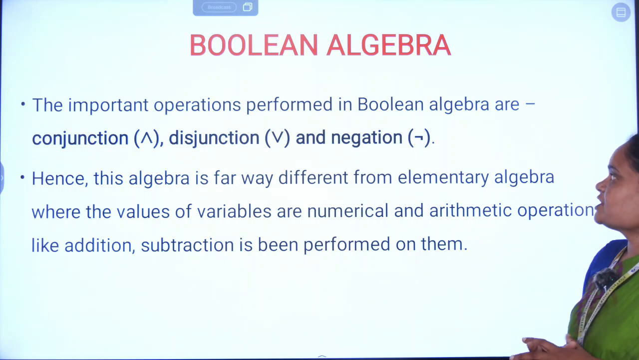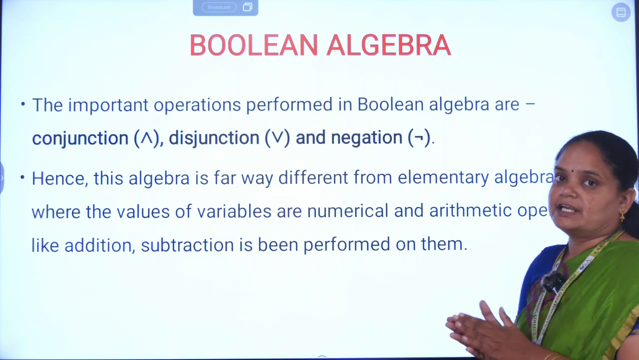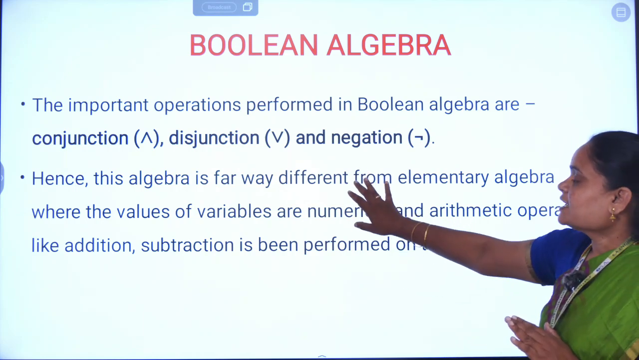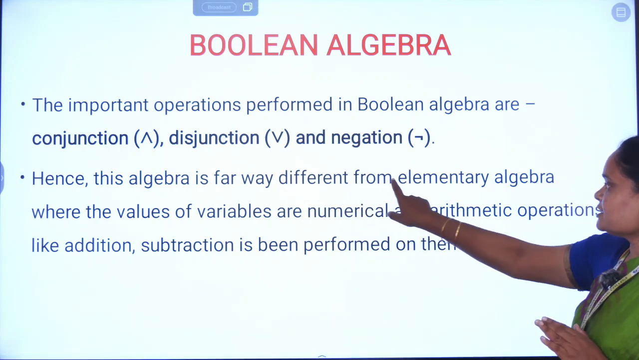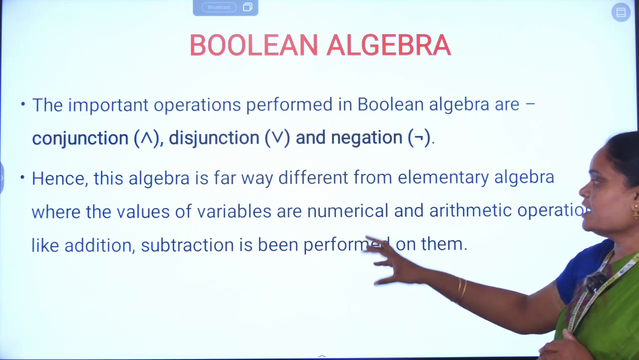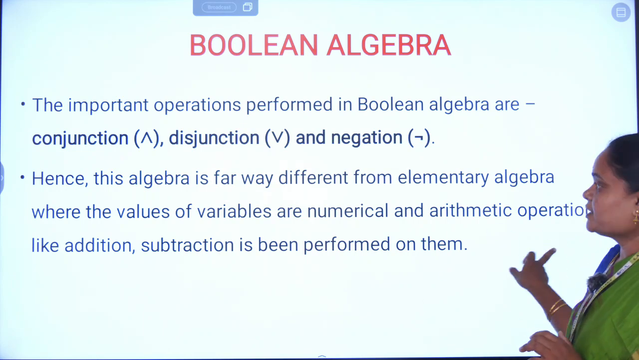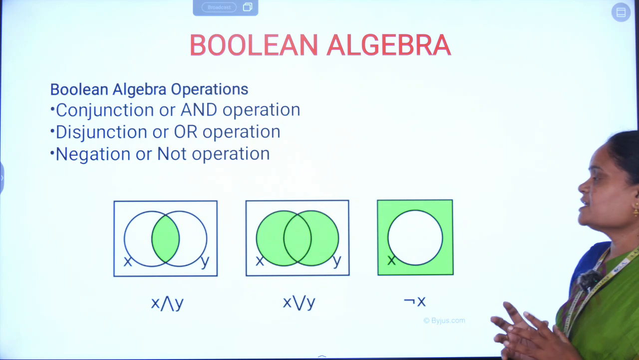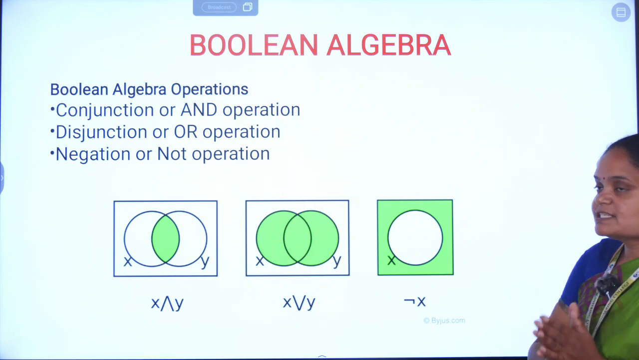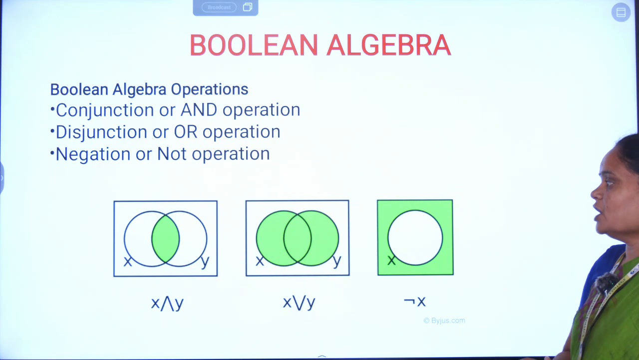The important operations performed in Boolean algebra are conjunction, disjunction and negation. Hence, this algebra is way different from elementary algebra, where the values of variables are numerical and arithmetic operations like addition and subtraction are performed on them. So first we discuss conjunction, called an AND operation. Disjunction is called an OR operation. Negation is called a NOT operation.